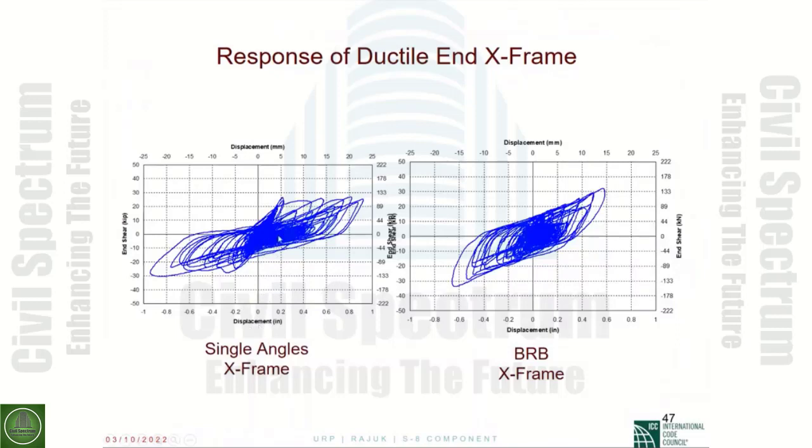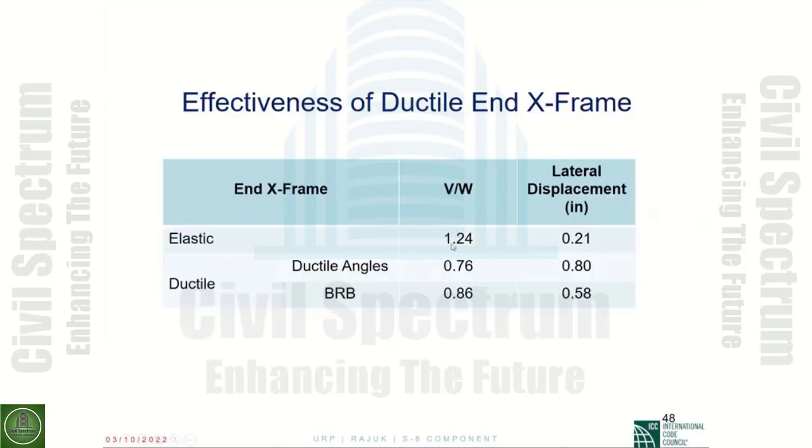These are designed as ductile, meaning that we have taken care of the B over T, and we have taken care of the slenderness ratio. This is here for the BRB, and if we compare the base shear to the weight of the bridge, for the elastic response it is 1.24, and the displacement is 0.21. For a ductile design based on the angles, we were able to reduce the lateral force, but we have a larger displacement. BRB is the same thing. We have reduced the force, and we have a lesser displacement.